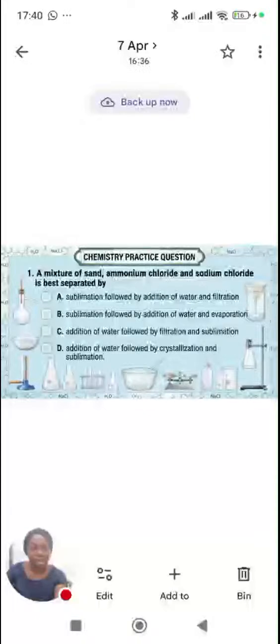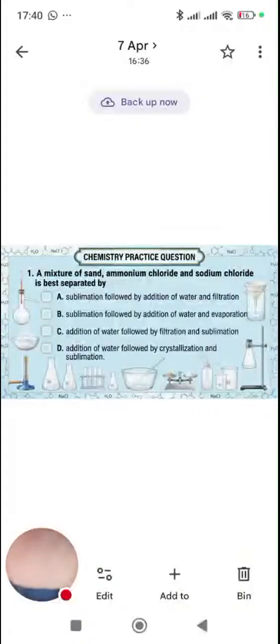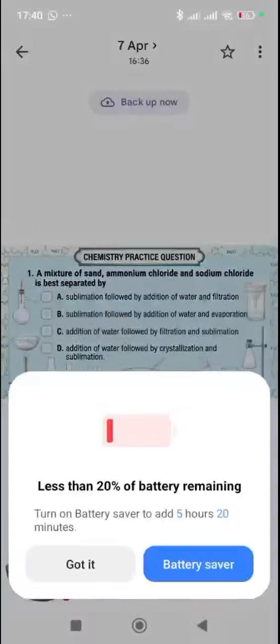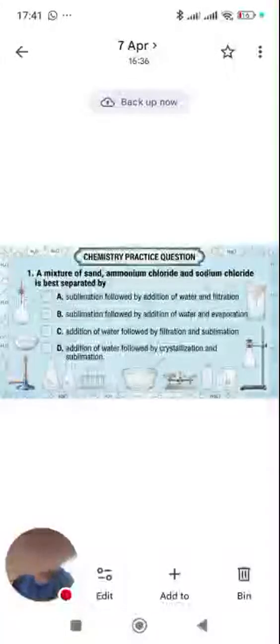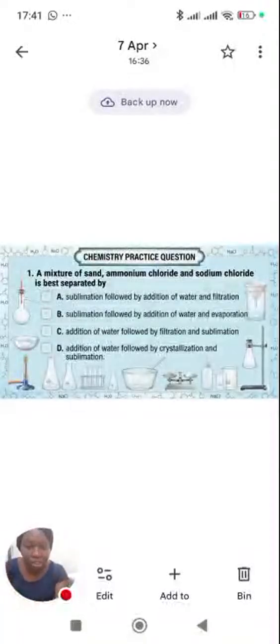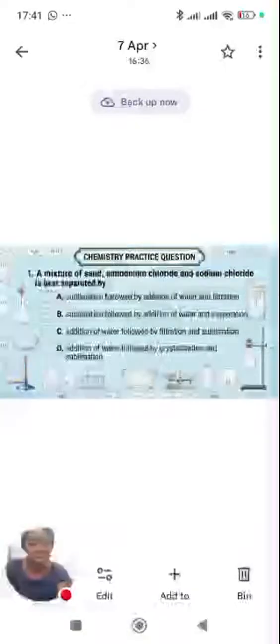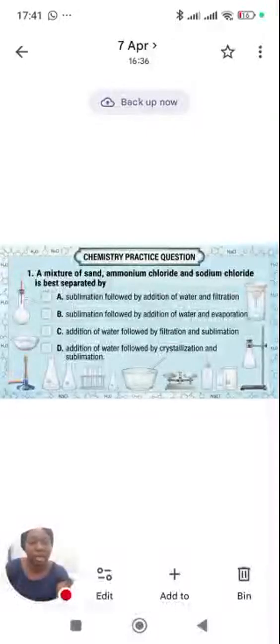Question number 1. A mixture of sand, ammonium chloride, sodium chloride, and is best prepared by which method? First of all, to answer this kind of question, you ask yourself, is sand soluble? No. Ammonium chloride is soluble and can sublime. Sodium chloride is soluble and cannot sublime.